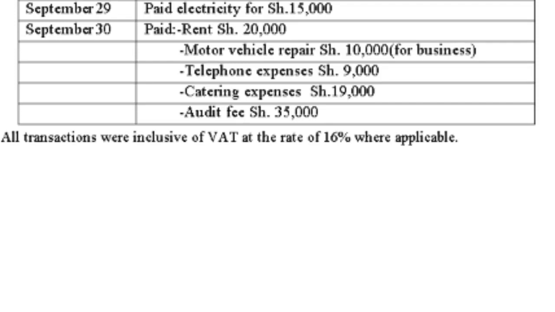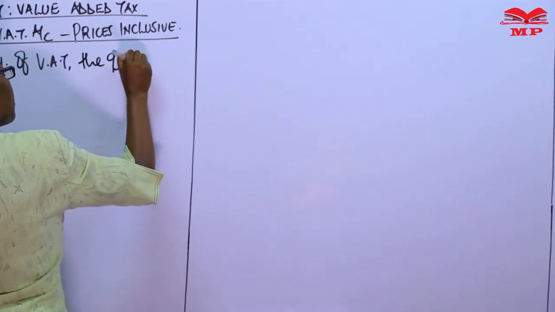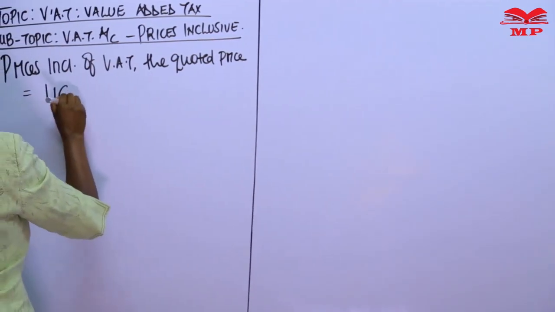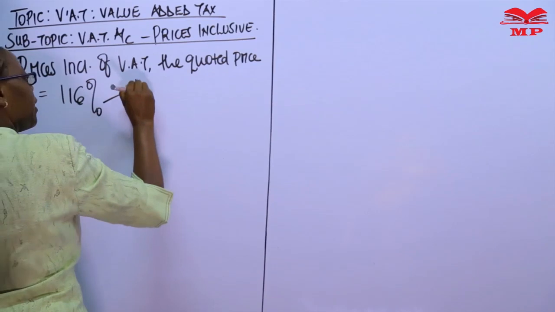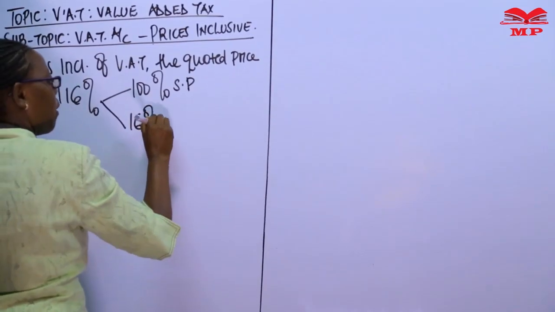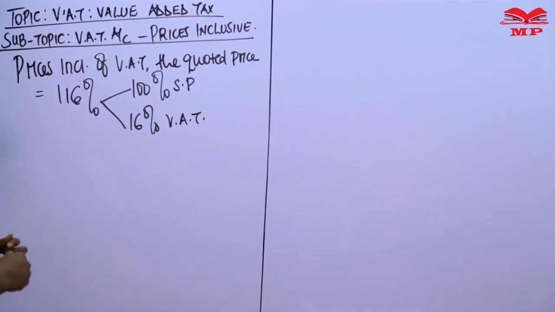All transactions were inclusive of VAT at the rate of 16% where applicable. So he said where prices are inclusive of VAT, it means that the quoted price is equal to 116%, which is split as 100% being the selling price and 16% being the VAT that is being collected by the business and forwarded to KRA. So this is what it means.